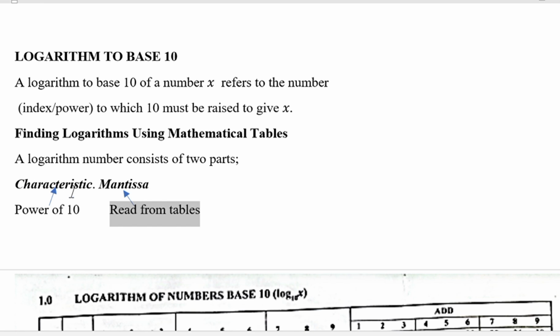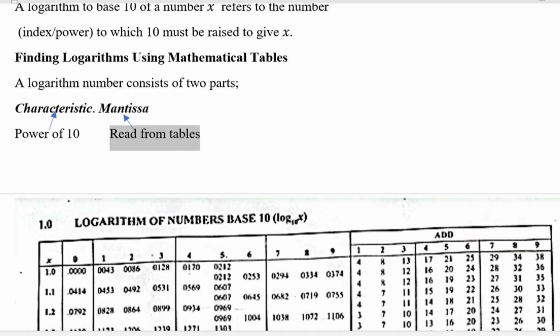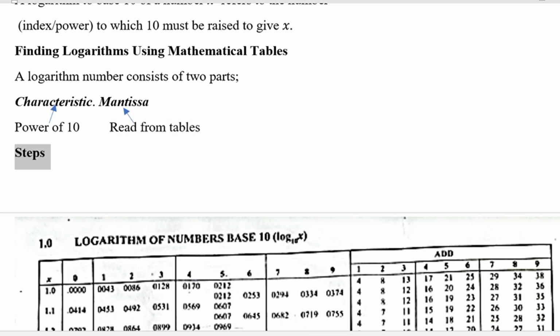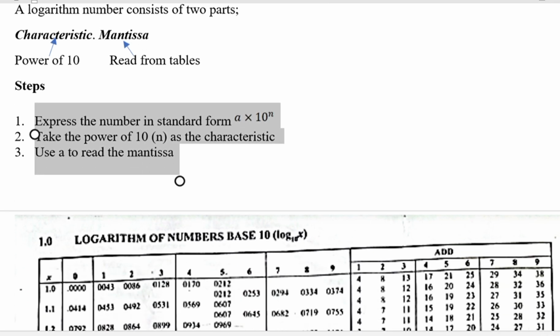The characteristic can be a positive number, a negative number, or even zero. A mantissa can never be negative, it's always a positive number. So we have these examples to work, and before the examples we need to have the steps that we use in getting a logarithm of a number. These are the steps. We express the number in standard form, take the power of 10 as the characteristic, and then we take the value written in the A section and we read it from the table to get the mantissa. So here are the examples.